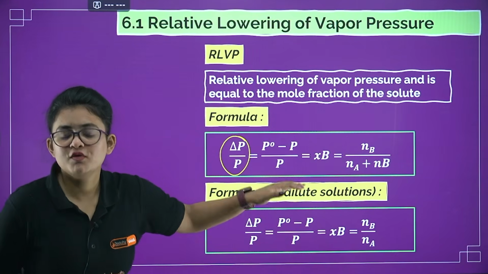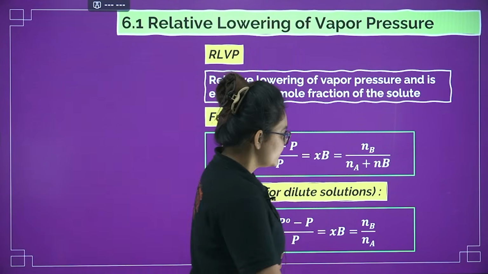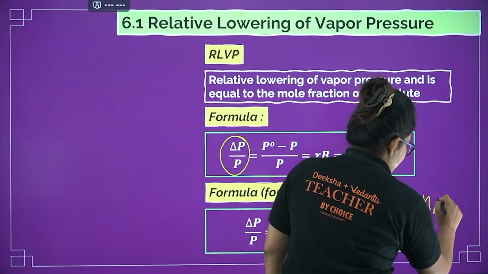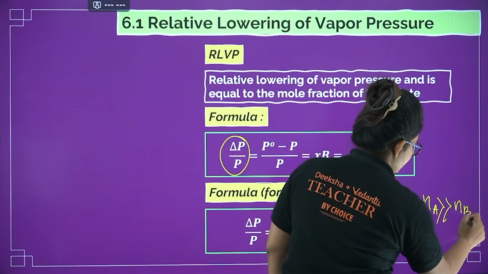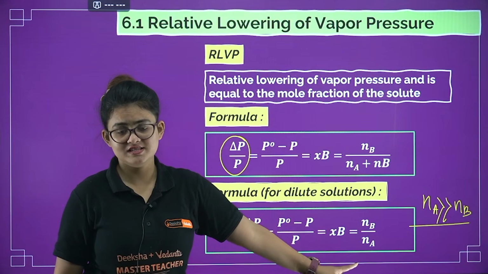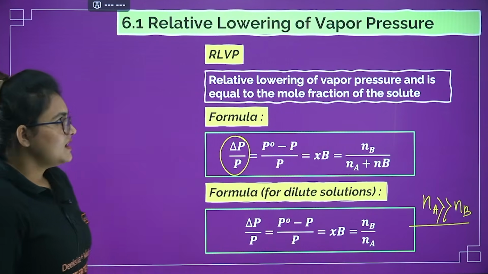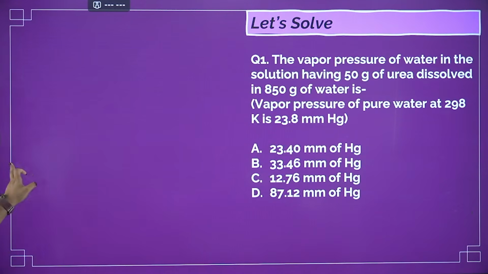Now if you want to find out for a very dilute solution, what will happen? Let's say Na is very, very much greater than Nb. Then I can neglect Nb, so I can just take Na in the denominator, right? I guess it's clear. Yeah, let's proceed.